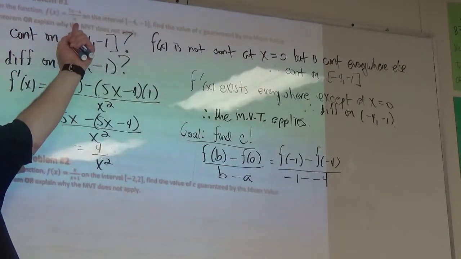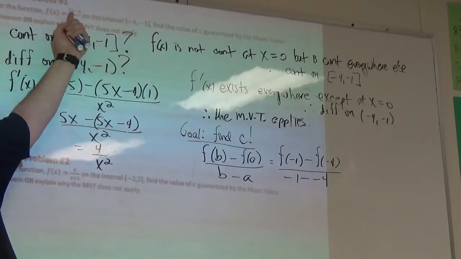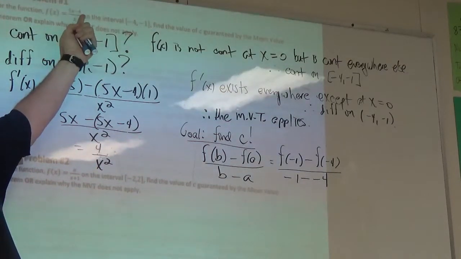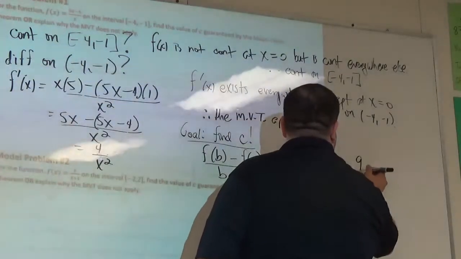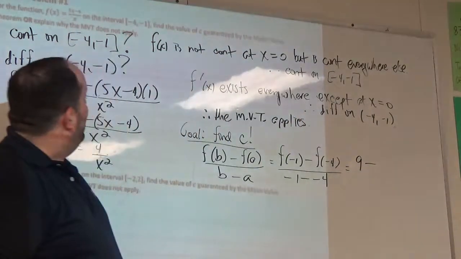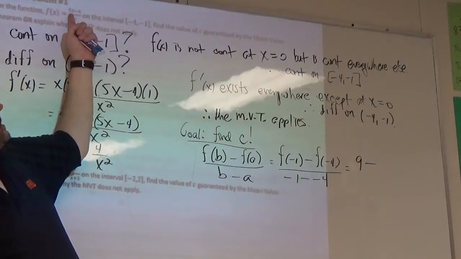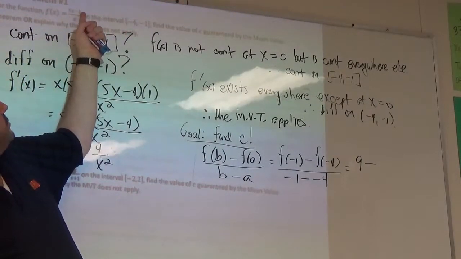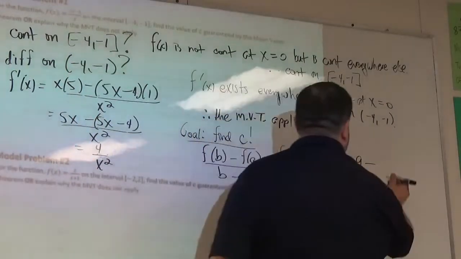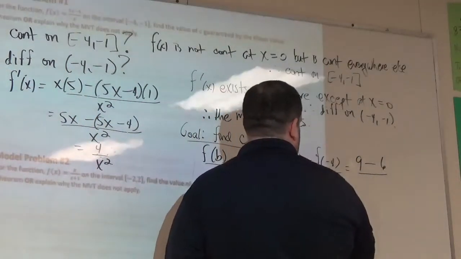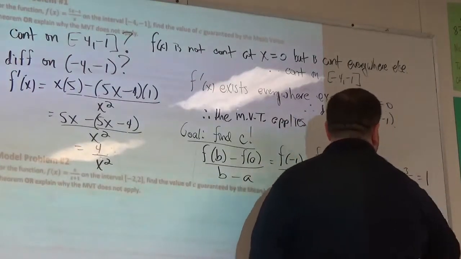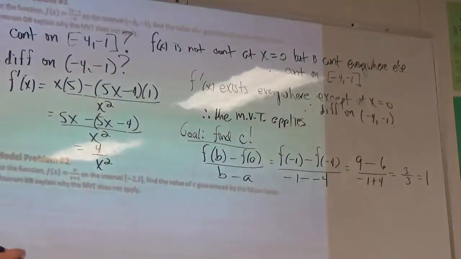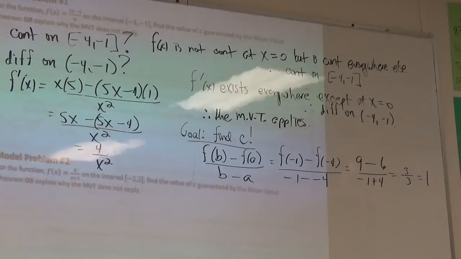f of negative 1, I'm just going to plug in negative 1. 5 times negative 1, what is that, negative 5? Minus 4, we get negative 9. Divided by negative 1 is positive 9. Minus f of negative 4, 5 times negative 4 is negative 20. Minus 4 is negative 24, divided by negative 4 is 6. I've got 9 minus 6 over negative 1 plus 4. I've got 3 over 3 is equal to 1. Please make sure I'm not lying to you on that.